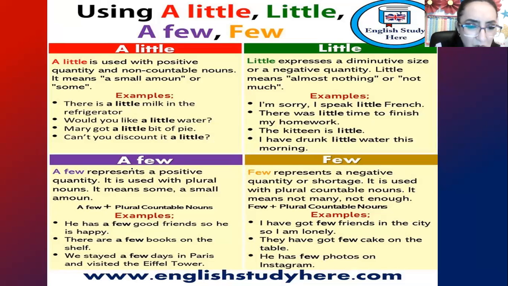A few represents a possible quantity, positive quantity. It is used with plural nouns. And it means some, a small amount of. And few represents a negative quantity or shortage. And it is used with plural countable nouns. It means not many, not enough.